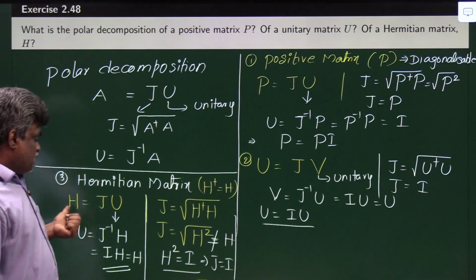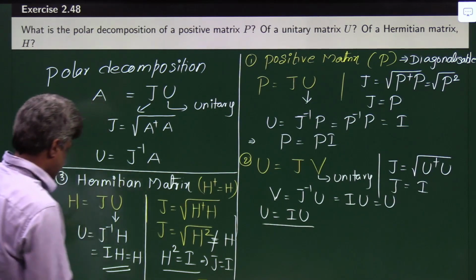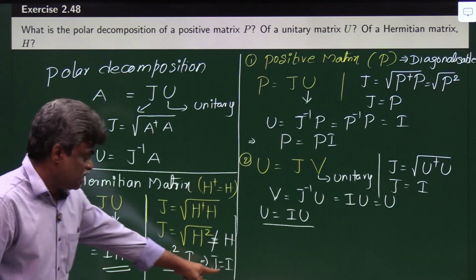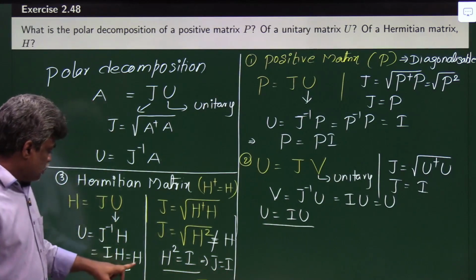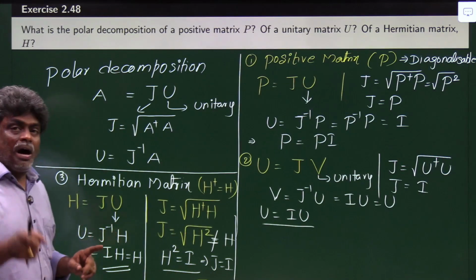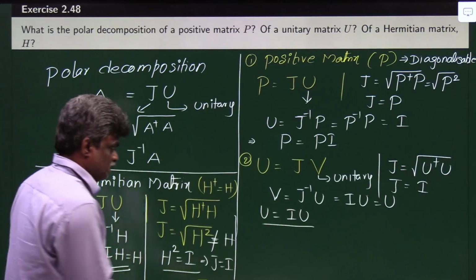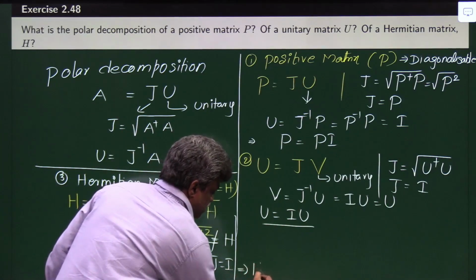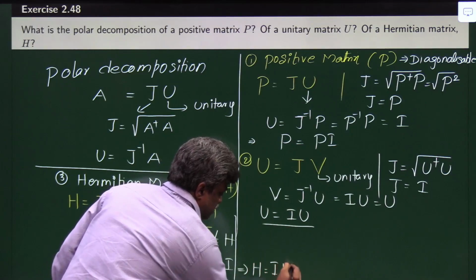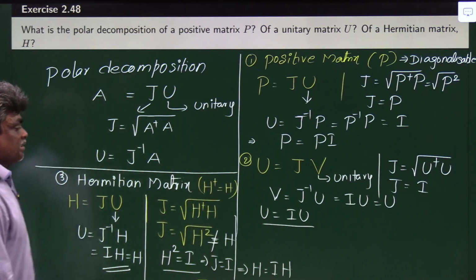So as per this spectral decomposition, we can write our H is equal to, in the place of J, I, in the place of U, it is H. So H is equal to I, H. That's obvious. So H is equal to I, H. That's it.